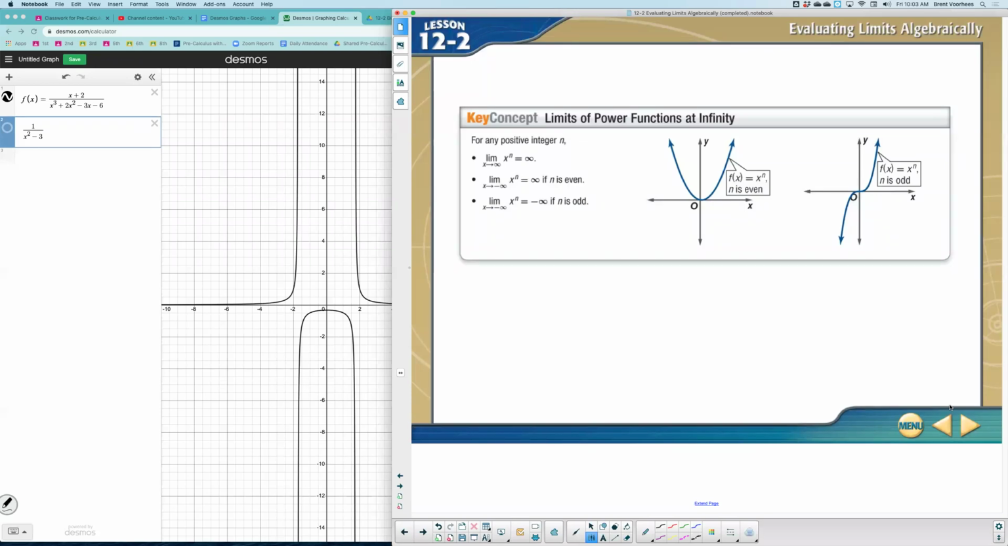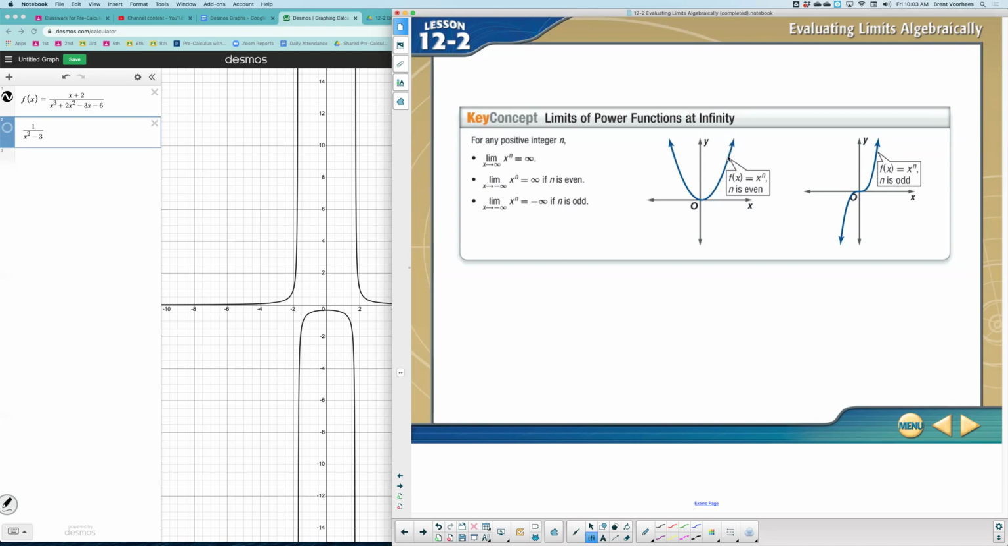All right, now let's take a look at example 5 here. It says limits of power functions at infinity. So if we're looking at a function that has an even power, what happens is if you look at the limit as x approaches infinity, it will be going up to infinity. And if you take the limit as x approaches negative infinity, the function will also approach positive infinity. Why? Because an even power, if you approach infinity, will be infinity on both sides.